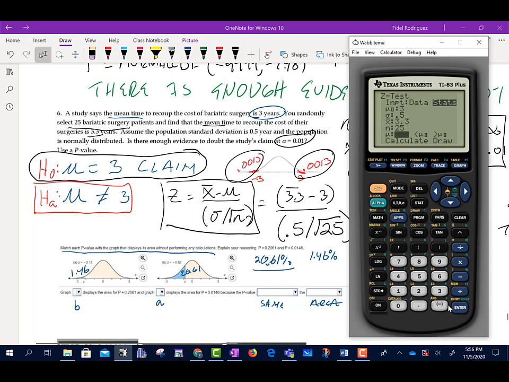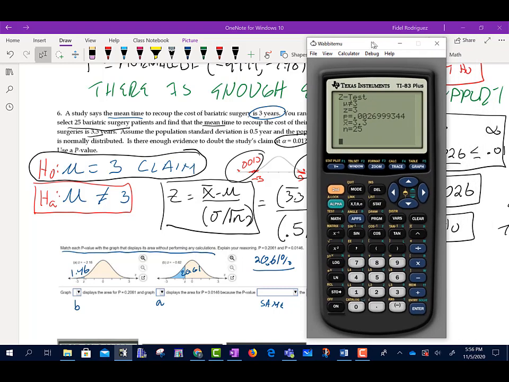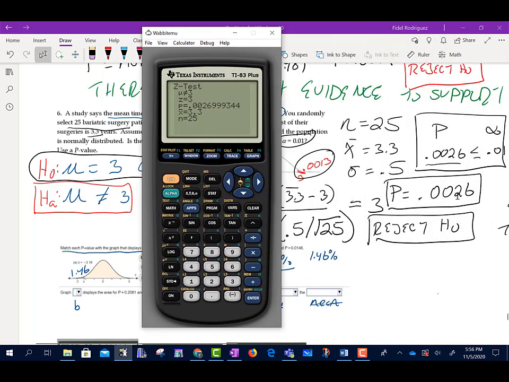I'm going to hit enter, because remember, my HA tells me whether it's a left tail, right tail, or two-tailed test, right? So it's a two-tailed test. Then I'm going to go to calculate. And let's see, did we come up with the same numbers here? I got my Z, look, I got my 0.26. There it is right there.